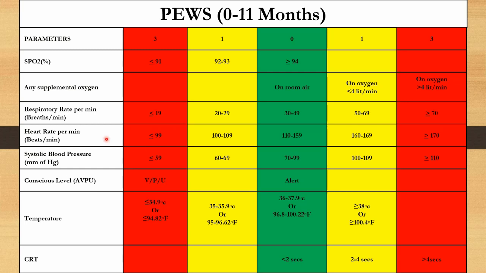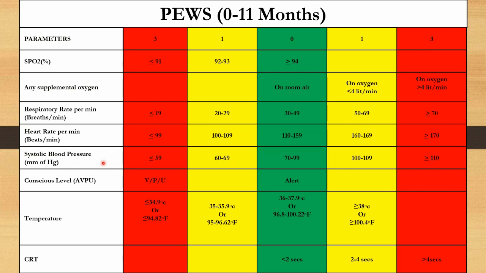The next one is heart rate, that is beats per minute. If the heart rate is between 110 to 159 beats per minute, give a score of 0. If it is between 160 to 169 beats per minute, give a score of 1. If it is more than or equal to 170 beats per minute, you can give a score of 3. On the other hand, if it is between 100 to 109 beats per minute, give a score of 1. If the heart rate is less than or equal to 99, then give a score of 3.